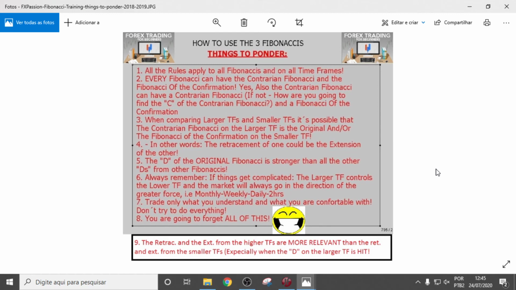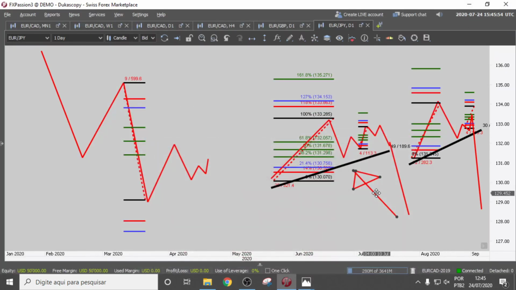The retracement, number 9, the retracement of the higher time frame is more relevant, more important, has a greater weight than the extensions on the smaller time frames. So this is where you're going to lose, everybody. I can promise you that. And this is why we are suggesting you trade from the 2-hour, 4-hour and above.